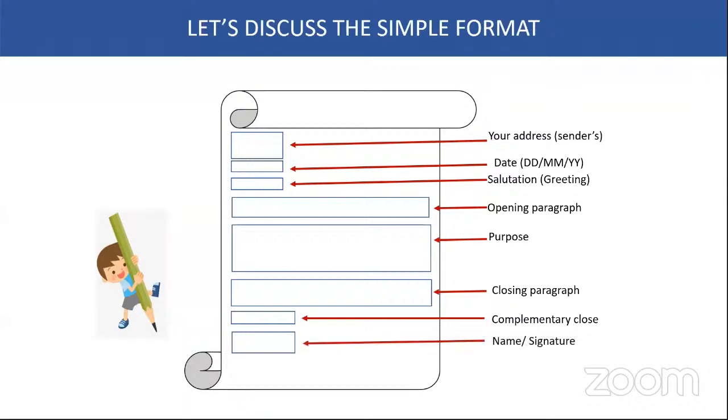Okay, next one. The last part. You have to write your name or signature. Signature, of course, if the person knows you very well, she or he knows your signature, it's better to write your name. Only one name is enough, not the surname, the name that they call you, the usual name, you can write here.